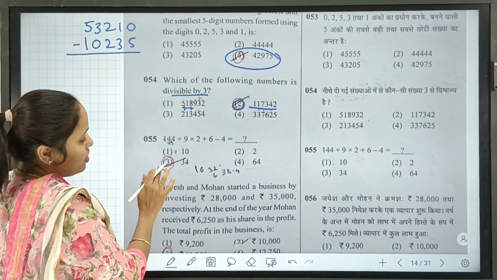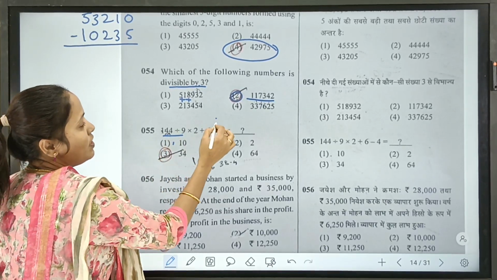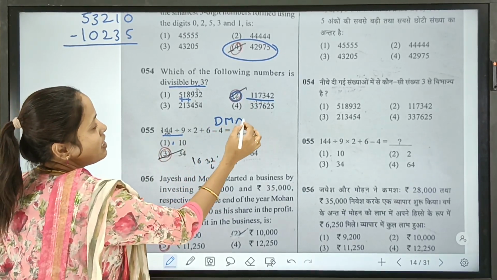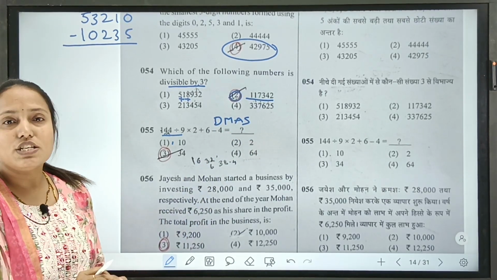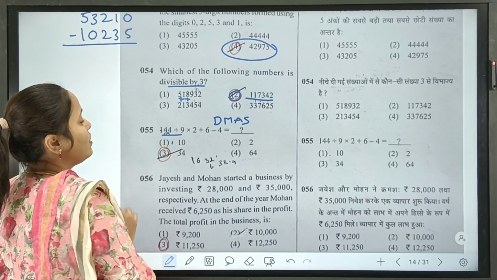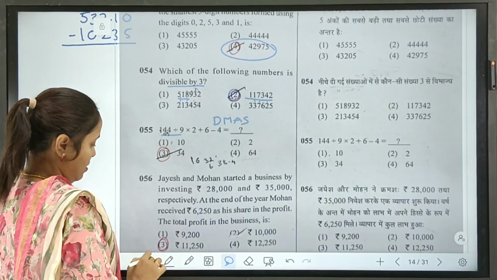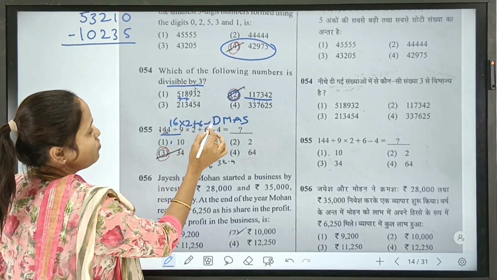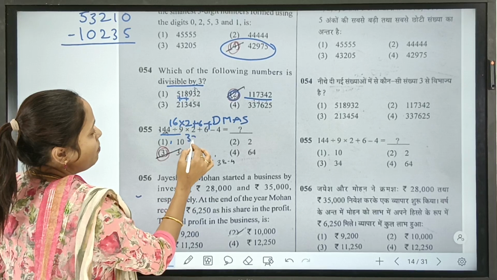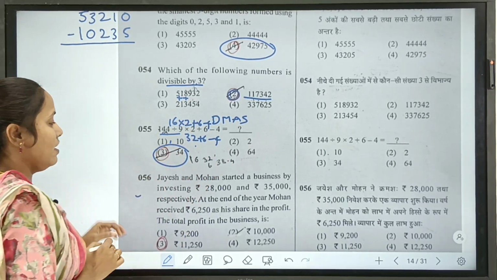Next, question 55, it is a simplification. As per DMOS, we need to follow the DMOS. As per DMOS, first division, multiplication, addition and subtraction. First we need to do the division. If you do the division, you will get 16 into 2 plus 6 minus 4, which means 32 plus 6 minus 4, 38 minus 4, 34.